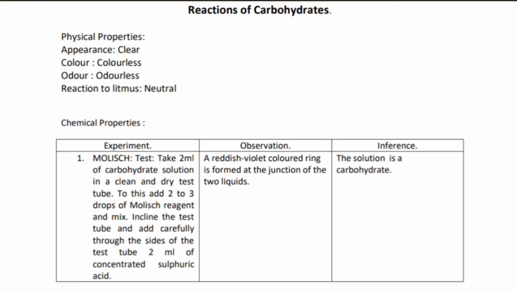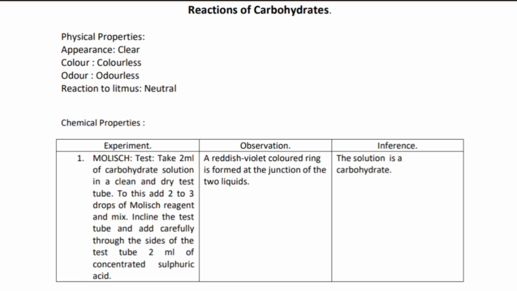So now we are going to begin with the practical series for biochemistry, that is reactions of carbohydrates first. Under reactions of carbohydrates you should write physical properties. If you ever get this experiment in exam for your final practicals, you'll have to write physical properties first, then chemical properties. Under physical properties you have to write appearance, color, odor, reaction to litmus. This is going to be the same for all the carbohydrates, that is clear, colorless, odorless, neutral.